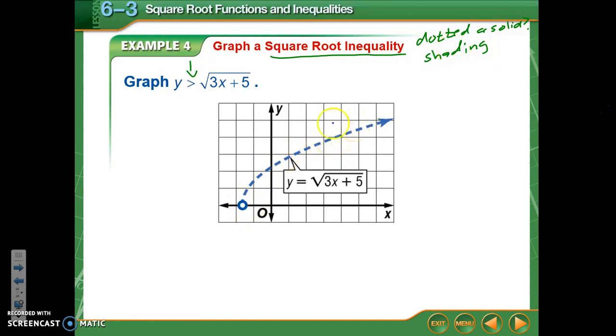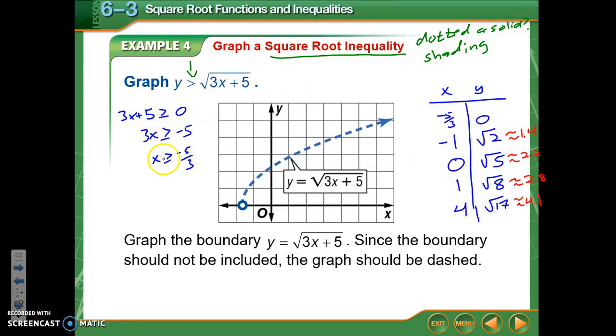So first of all, here they're graphing y equals the square root of 3x plus 5, but notice that they're graphing it dotted because it's greater than, not greater than or equal to. And here's how you would go about graphing that. You set what is under the square root greater than or equal to 0 to get your starting point, which in this case is x is greater than or equal to -5/3.